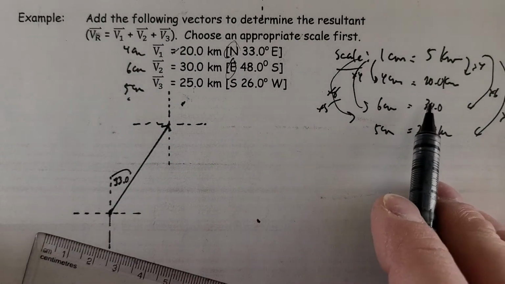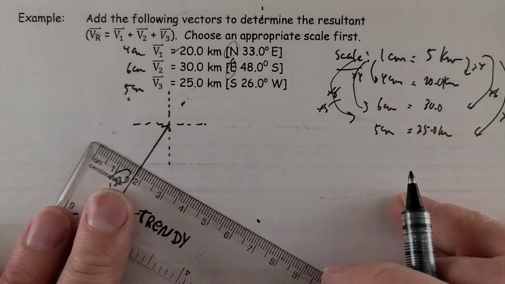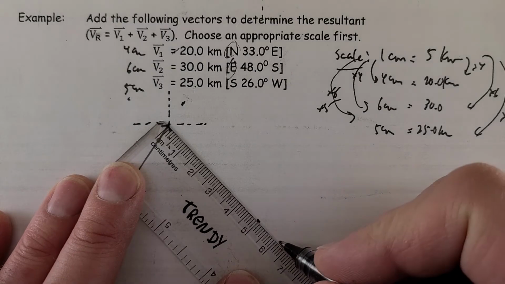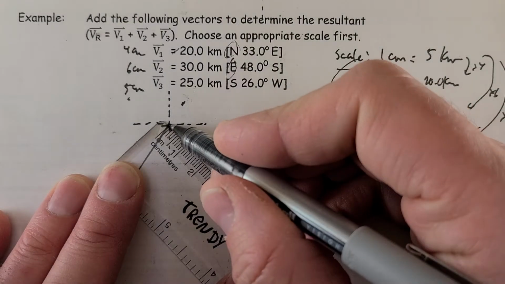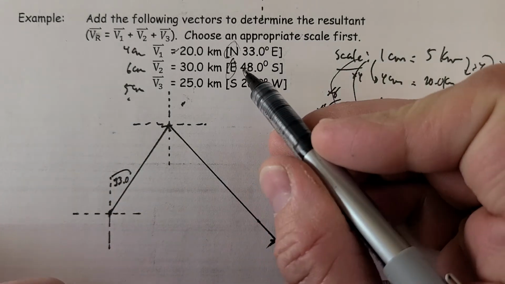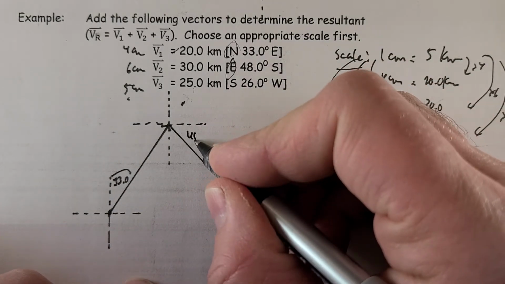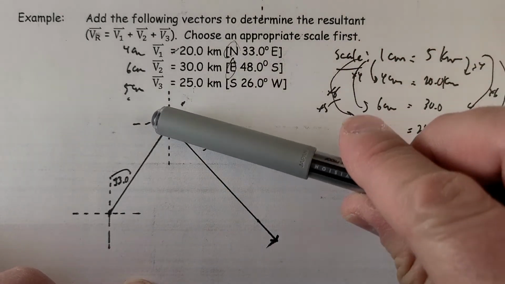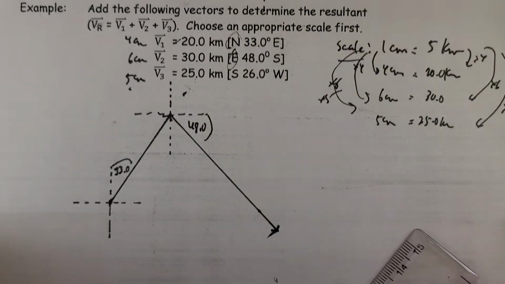And this I'm going to make, let's see, 30 kilometers is represented by 6 centimeters. So 6 is right there. So draw it and make my arrowhead right there. And again, this was east, 48 south. So from straight east, 48 in the southward direction.